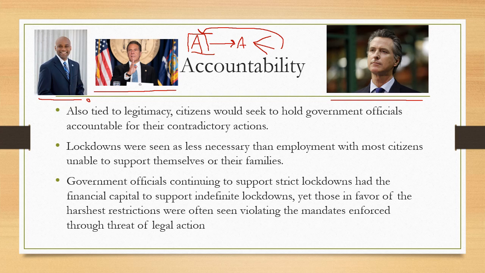Now, because of this, because of the accountability, these three individuals were directly tied to their actions and then tied to their support of lockdowns. And this sort of government hypocrisy really caused a turn of public opinion against lockdowns, which were necessary. However, the actions of public officials and the accountability that they had led to an increase in public dissatisfaction with necessary actions.